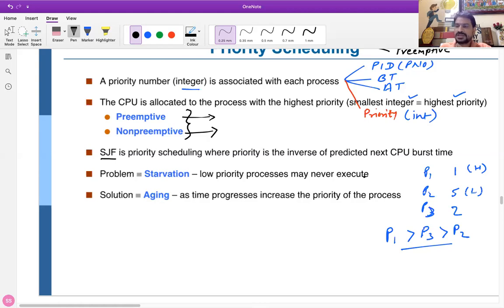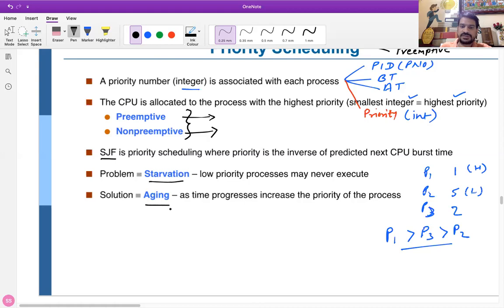So the meaning is the processes which are existing in the main memory, which are ready to execute but having less priority, may never get the chance of execution, because new higher priority processes are coming into the system again and again. So that problem is there, which is called the starvation problem. What is the solution for that?